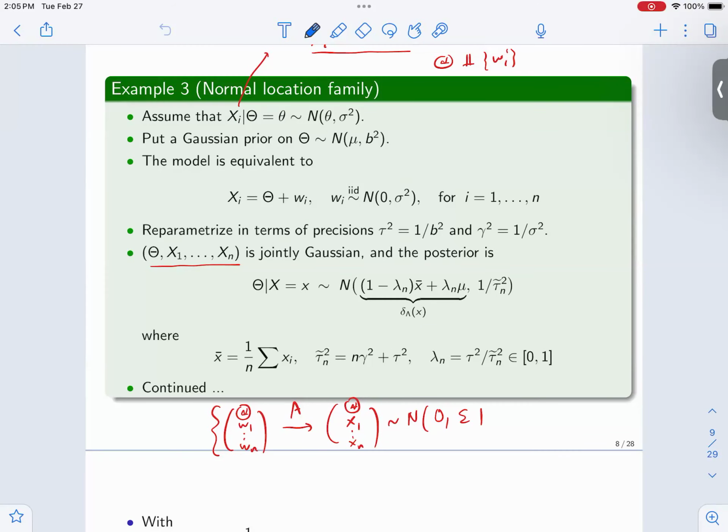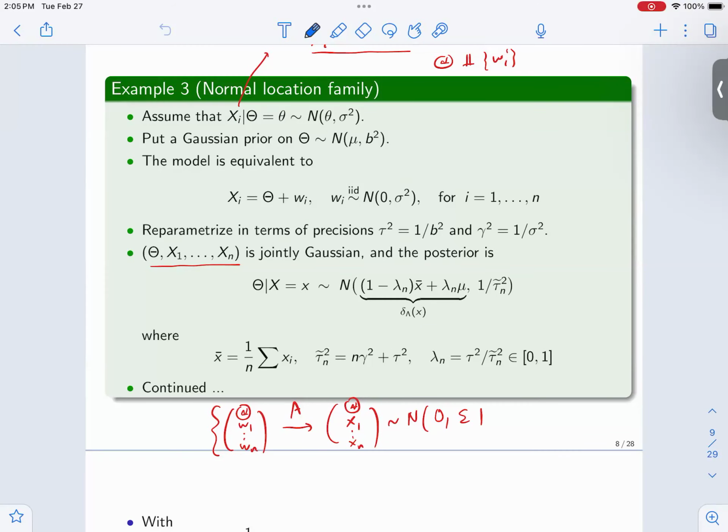Or you can use the properties of the multivariate normal distribution to reason a little more easily about what the distribution should be. We can observe that the joint distribution of theta and x1 up to xn is Gaussian, because you can write it as a linear transformation of theta and a bunch of independent noise. These are independent, not IID, but independent coordinates, so individually, marginally, they're Gaussian.